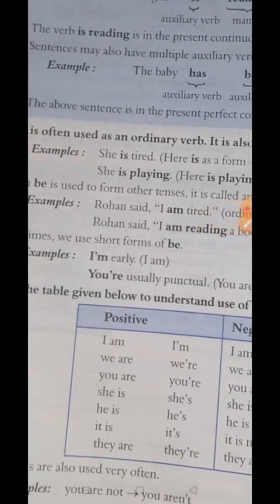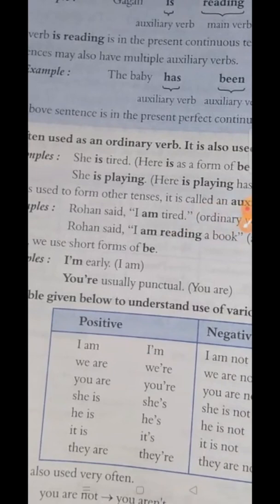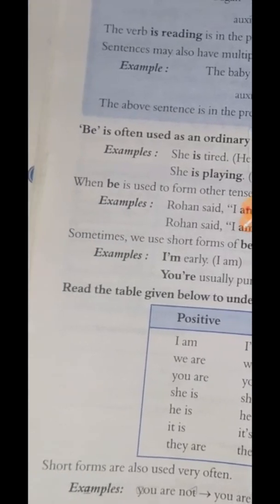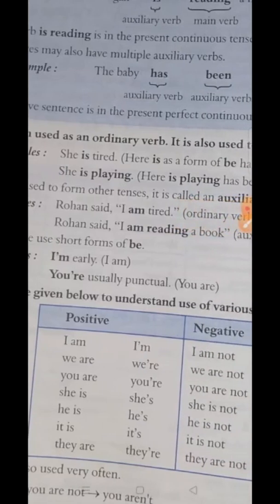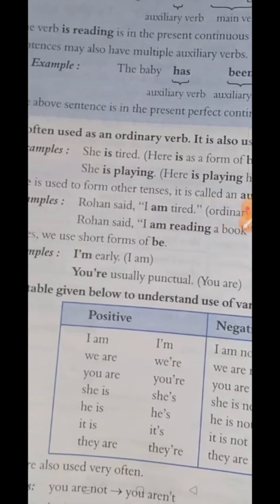Sometimes we use short form of be. So Ron said, I am reading a book. The sentence is in the present continuous tense and we have used be form am. Sometimes we use short forms of be. Example, I am early. When we write, I'm, with an apostrophe. So I am early is I'm. You are usually punctual. You're, short form.